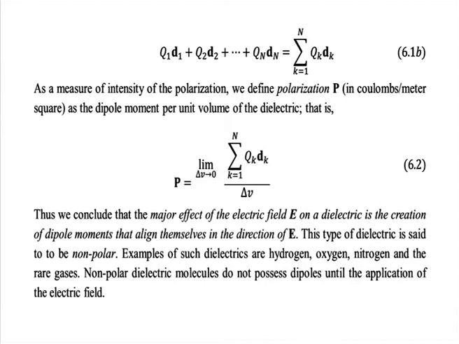Thus, we conclude that the major effect of the electric field E on the dielectric is the creation of dipole moments that align themselves along the direction of the electric field. This type of dielectric is said to be non-polar. Examples of such dielectrics are hydrogen, oxygen, nitrogen and the rare gases. Non-polar dielectric molecules do not possess dipoles until the application of an electric field.